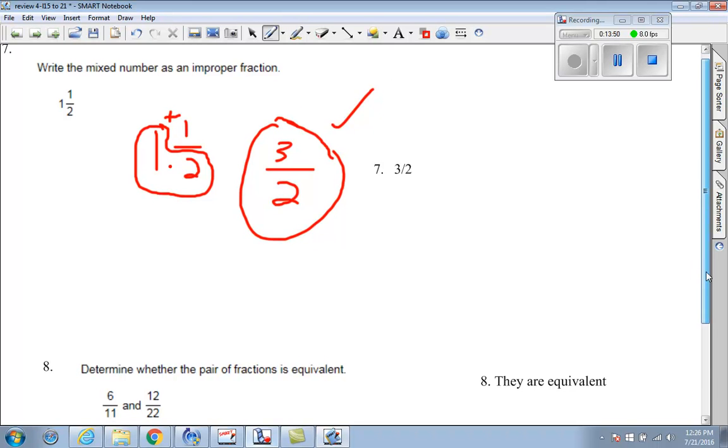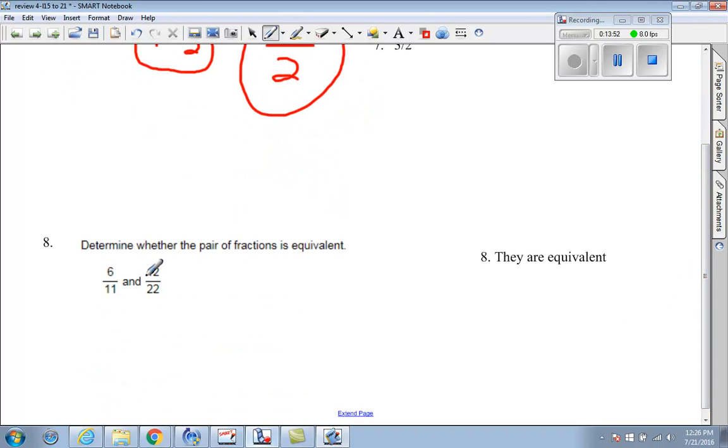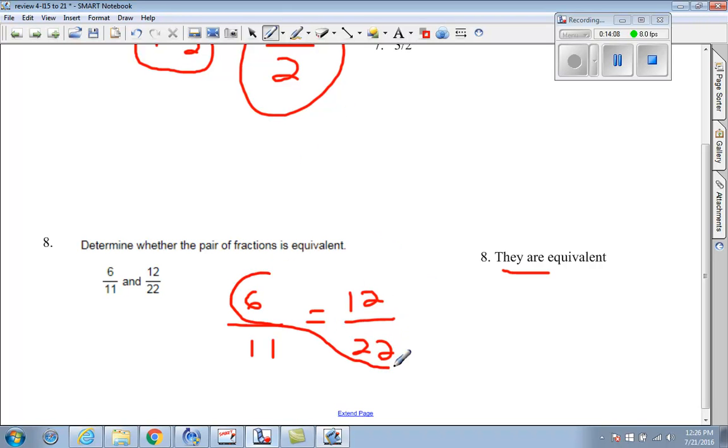Okay. This one is a fairly quick one as well. Determine whether they're equivalent. The answer says they're equivalent, but how? A really neat way to do it is called the means extremes property. If 2 fractions are equivalent, then the product of their means should equal the product of their extremes. So check cross products is the easiest way I can say that. Check.